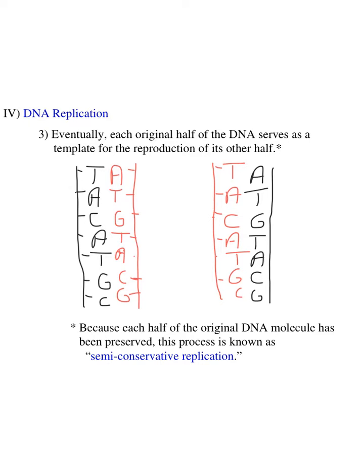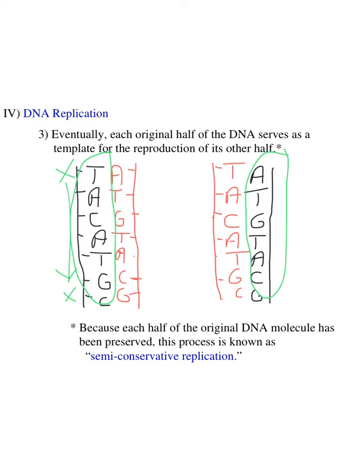Now the cool thing is, even though these things split down the middle, the entire left half and the entire right half are still conserved or preserved. Therefore, the sequence of nucleotides from top to bottom are the same. That means that nothing has changed, which is really cool because, hey, that's the genetic code. You don't want that to change. If it changes, that's a mutation.